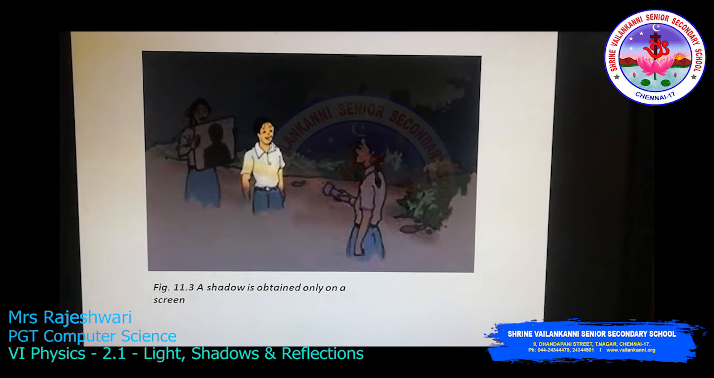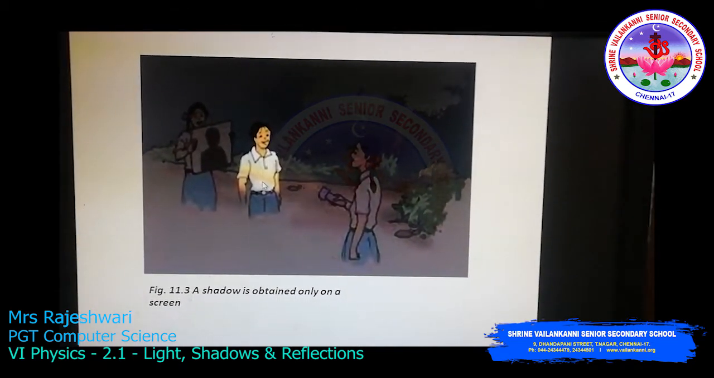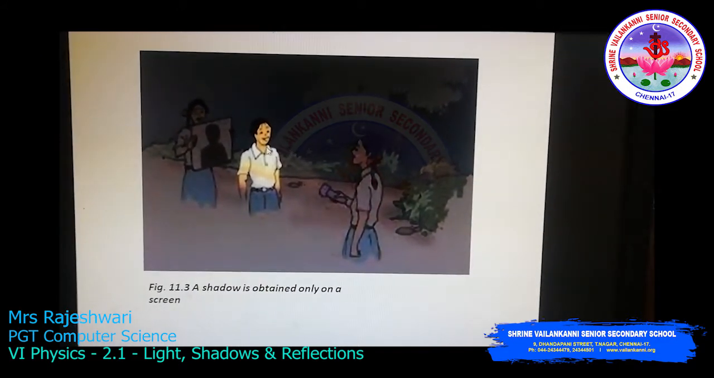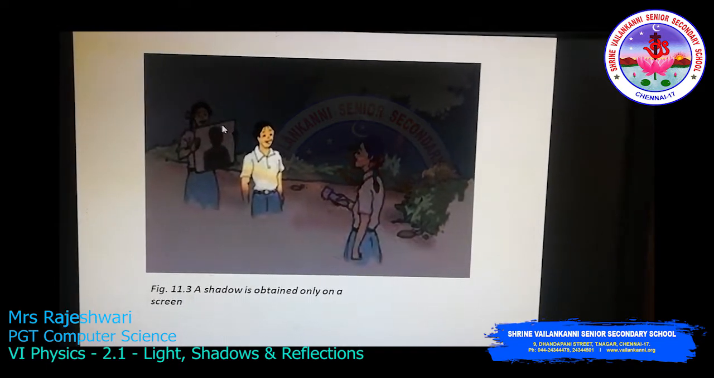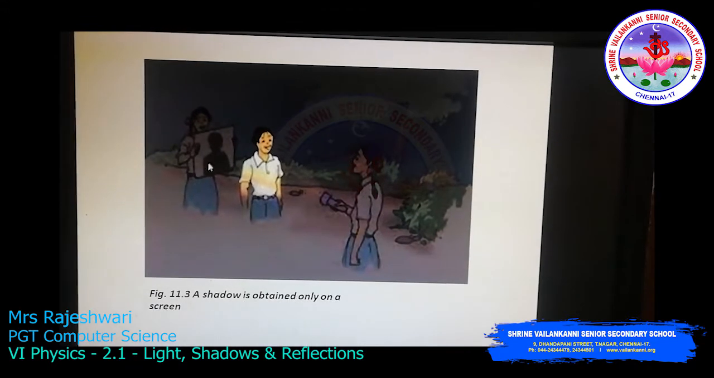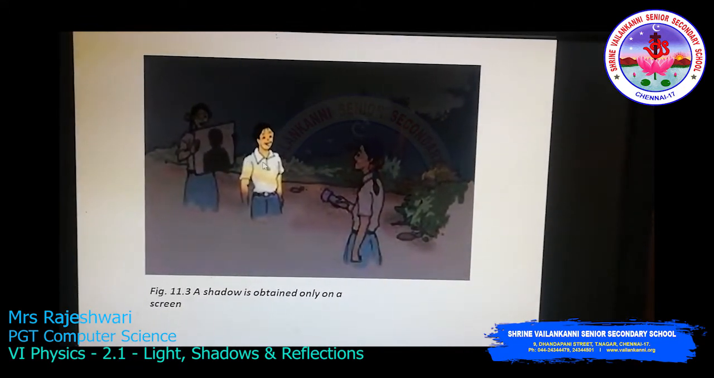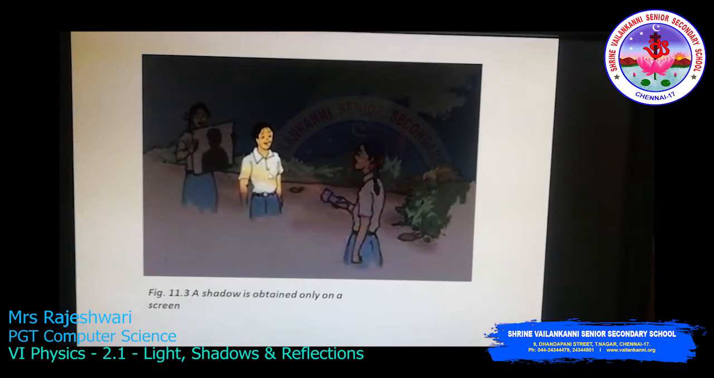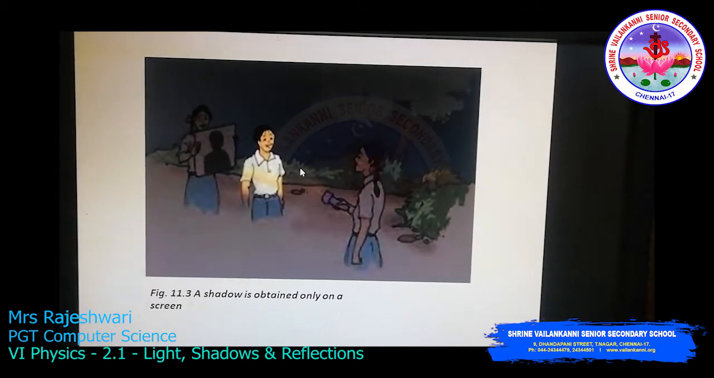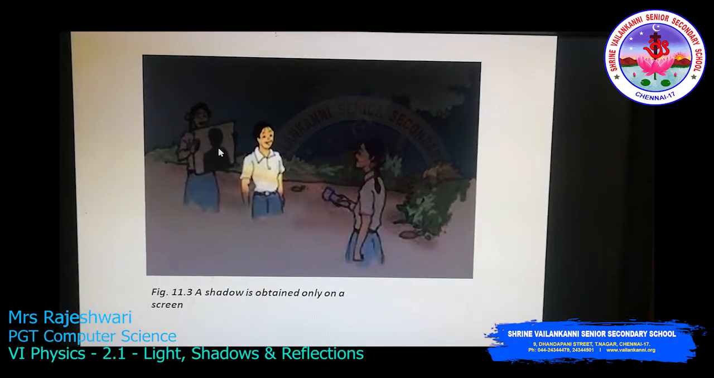What happens? The light will not pass through this human body because it is considered an opaque object, but the shadow will be formed on the screen behind your friend. Clear? So what is the reason behind this? Even though the light cannot pass through, an object, that is the human, is coming between the rays of light and the screen. So when an object comes between the rays of light and the screen, a shadow is formed. I hope you understood this concept, children.